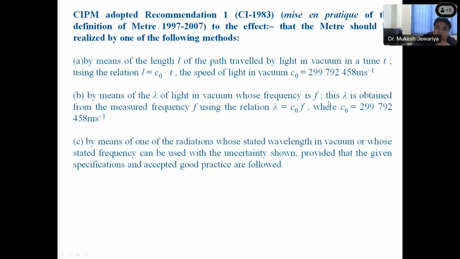So what they did in the CIPM, by the Mise en Pratique, they said, by means of one of the radiations whose stated wavelength in vacuum or whose stated frequency can be used with uncertainty shown, provided the given specified practice is followed. So they have given 5 wavelengths. And if you realize these 5 wavelengths, you are automatically realizing the SI unit meter. And one of the radiation wavelengths is 633 nanometer.